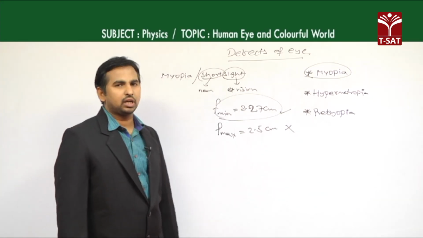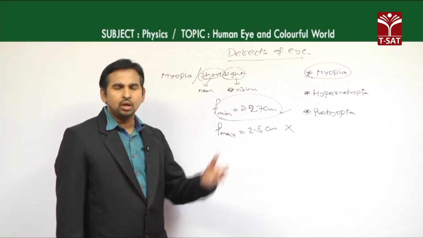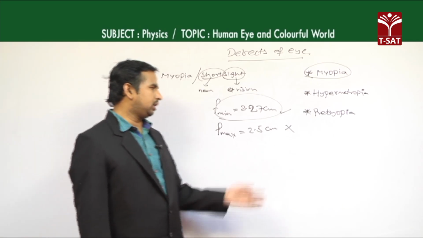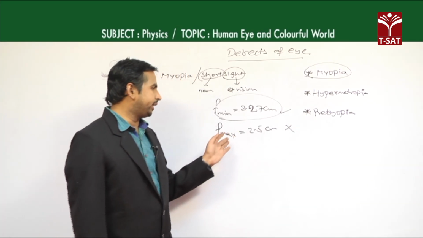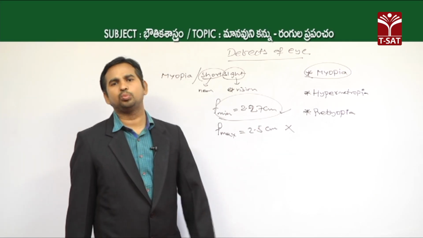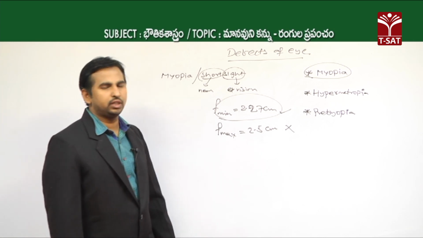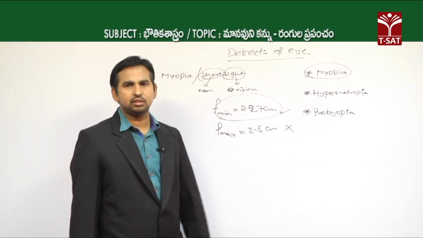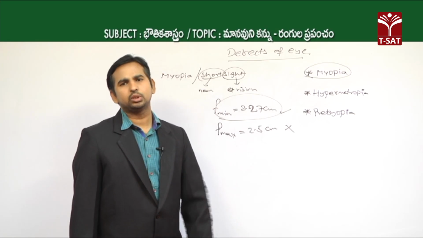If a person is affected by the defect of myopia, what about the focal length of the eye lens? The focal length adjusting here is 2.27 centimeters, and we have no problem. But when adjusting to the maximum focal length of 2.5 centimeters, it cannot manage up to 2.5 centimeters; it relaxes just before that. So when the light rays form the image on the retina, as the focal length is less, the light rays form the image before the retina.